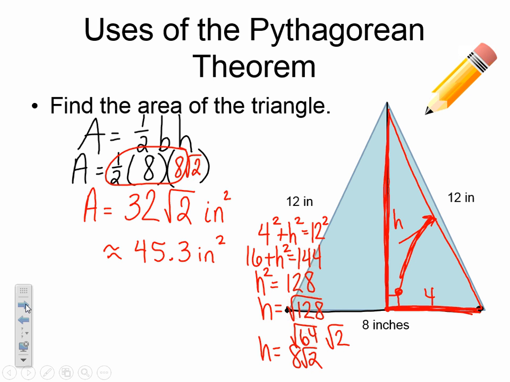Okay, so that is how we will use the Pythagorean theorem. It is going to be useful for us as we continue on our geometry journey. Thank you for taking good notes.